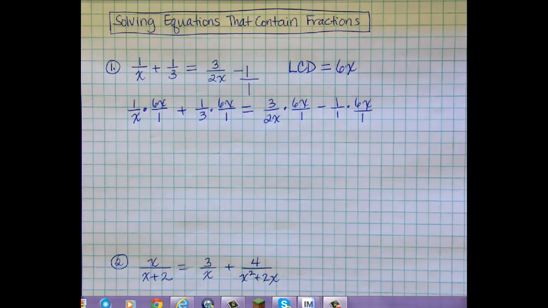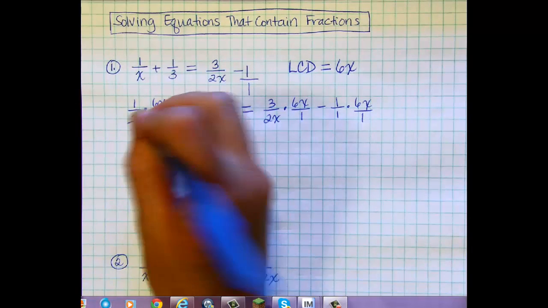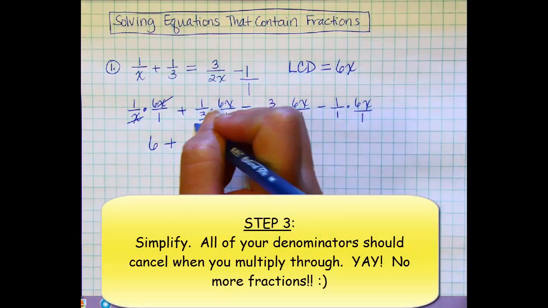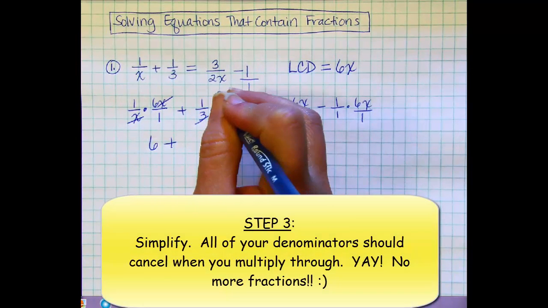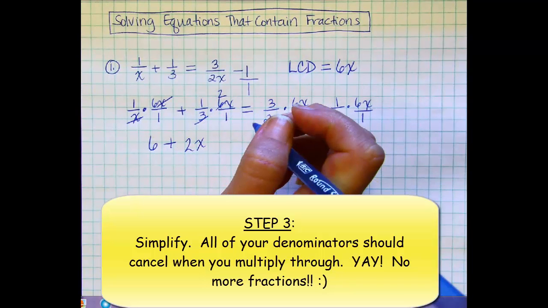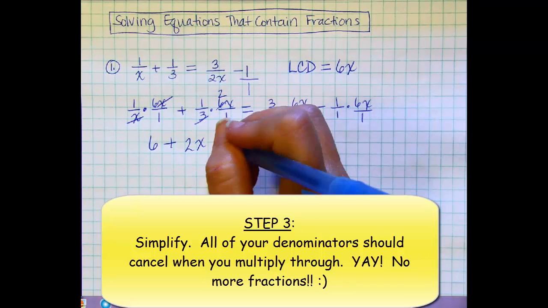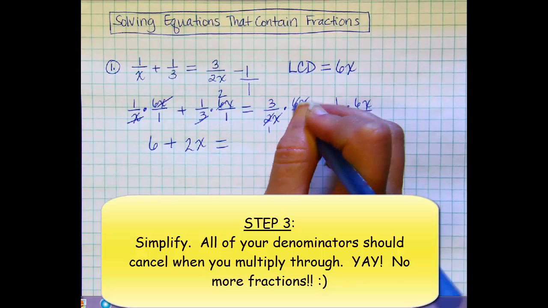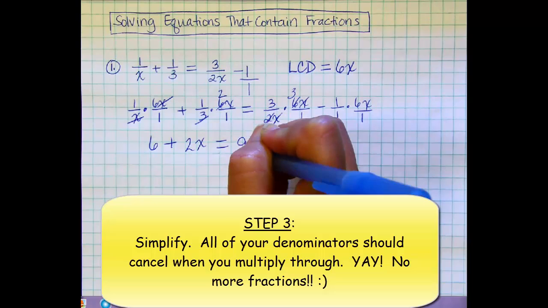Multiply every single piece by that common denominator, and then all of your denominators will cancel out. And again, we only do this because it's an equation. It has an equal to sign in it. So here we go. Cancel the x's, and I'm left with a 6. Cancel 3. It divides into 6 twice, and I'm left with plus 2x. And that equals, here the x's cancel, and 2 divides into 6 3 times, so I'm left with 9.